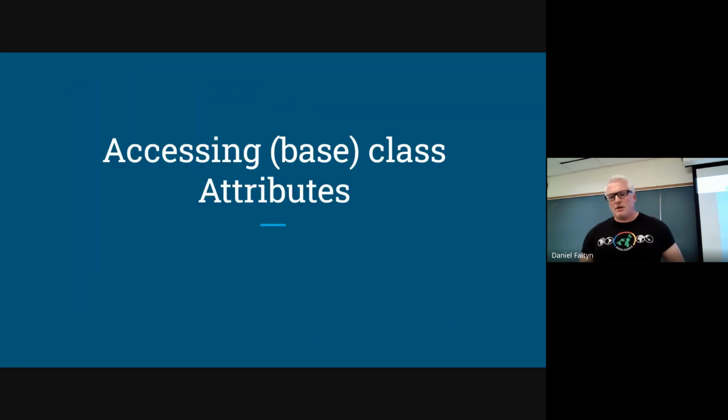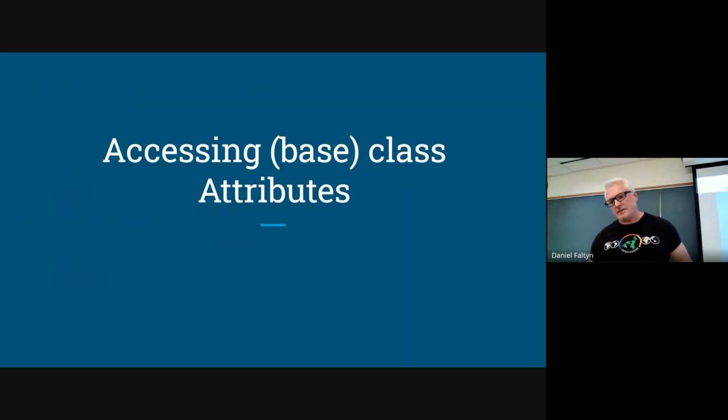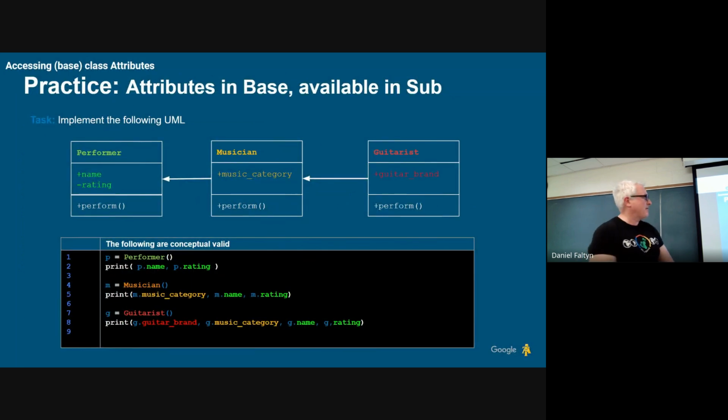All right. So a little bit more about accessing these attributes of our base class. So let's look at another metaphor here. Let's say I have a parent class called performer. There's musicians, there's actors, there's poets, there's everyone. I'm going to make a claim that abstractly they all have a name and maybe they have a rating. There's a subclass of performer called musicians. So musicians inherit all of the attributes, all of the methods of its parent, but it has some additional flavor to it. So a musician has a music category.